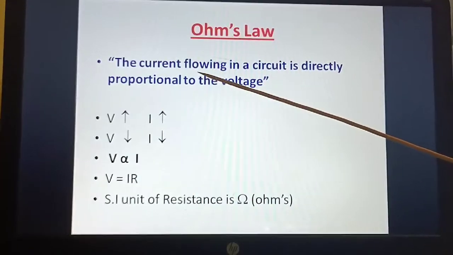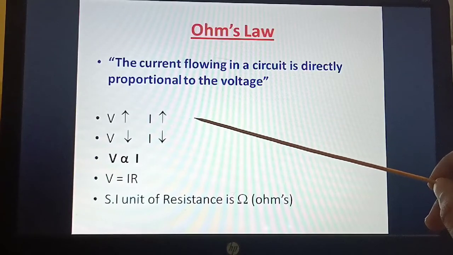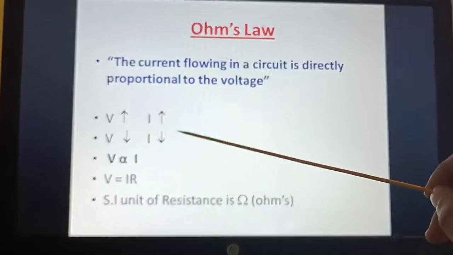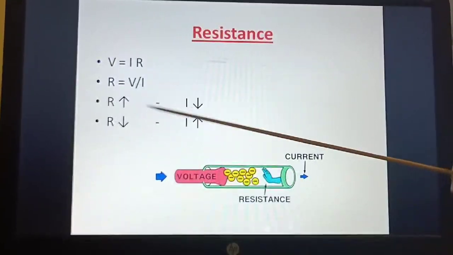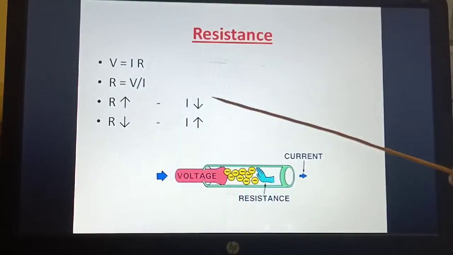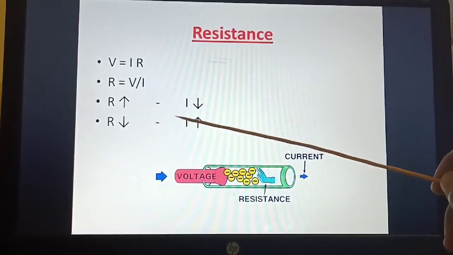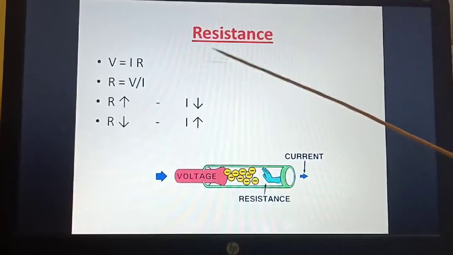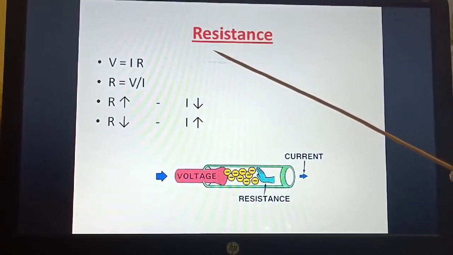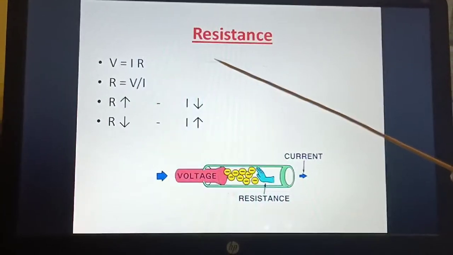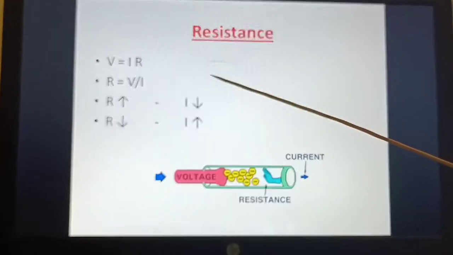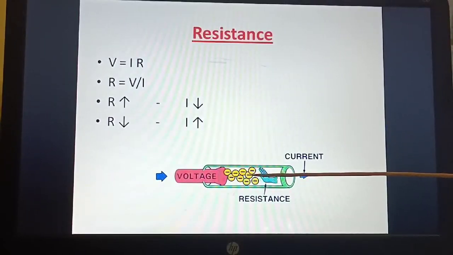But if you see voltage and the current, it will be the same. When the voltage increases, current increases. When the voltage decreases, current decreases. But according to the resistance, when the resistance increases, current decreases, and when the resistance decreases, current increases. So from the word itself, we can make out that it is resisting the flow of electric current.